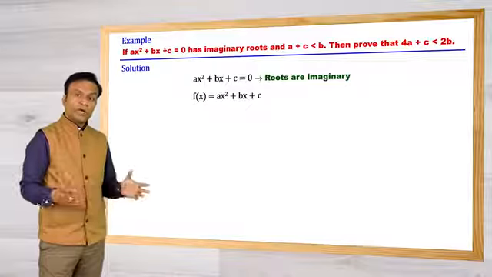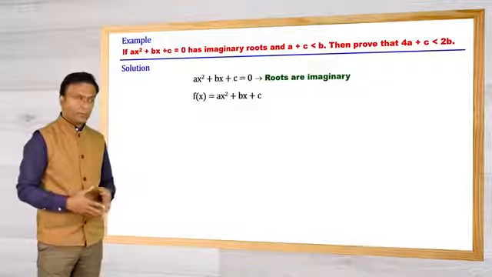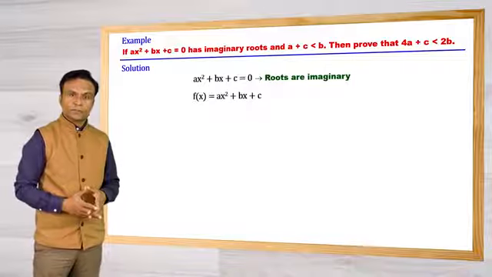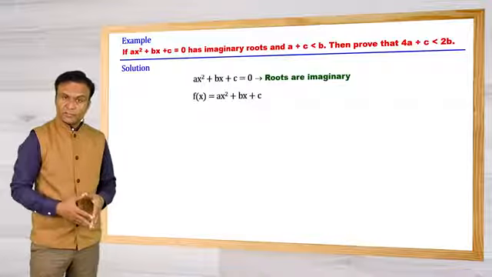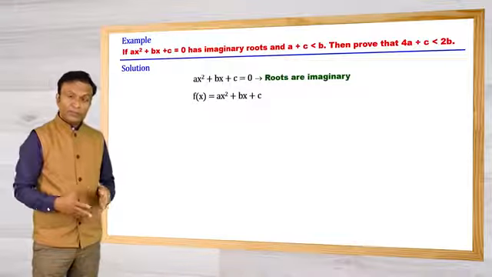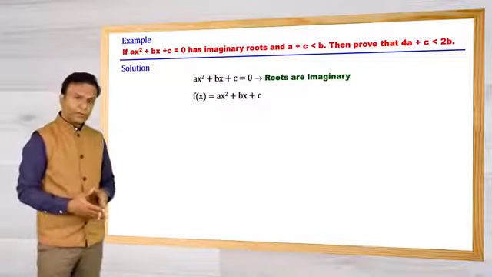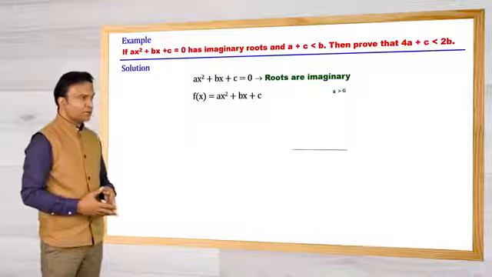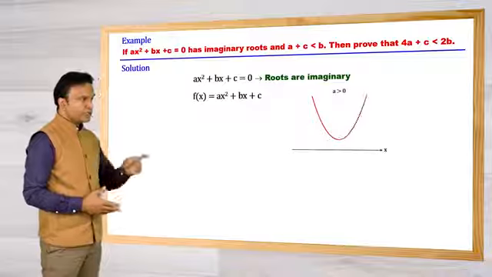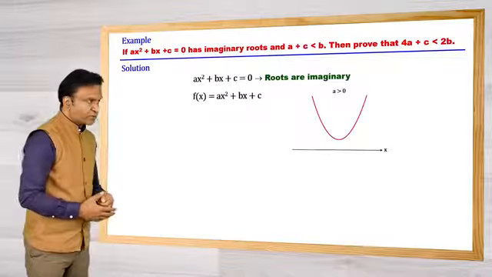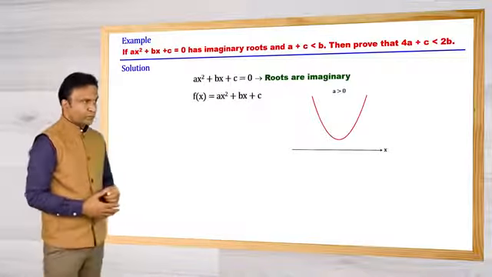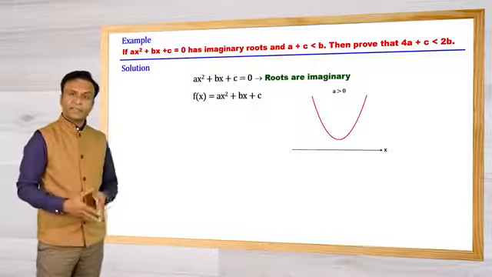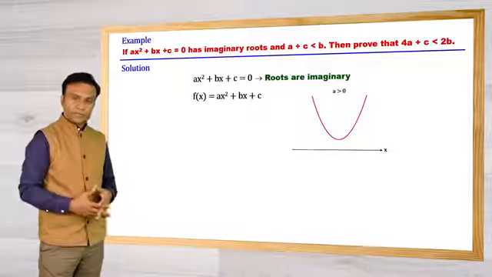So what are the possible graphs for this quadratic function? We don't have knowledge about a. A may be positive or may be negative. So we have these possible graphs. In the first graph, a is positive, so it is concave upward. It is not intersecting the x-axis because D is less than 0.